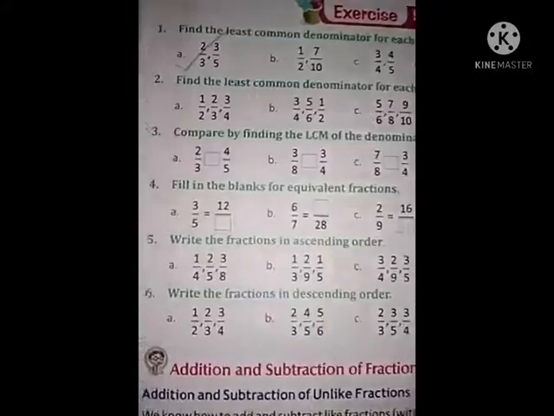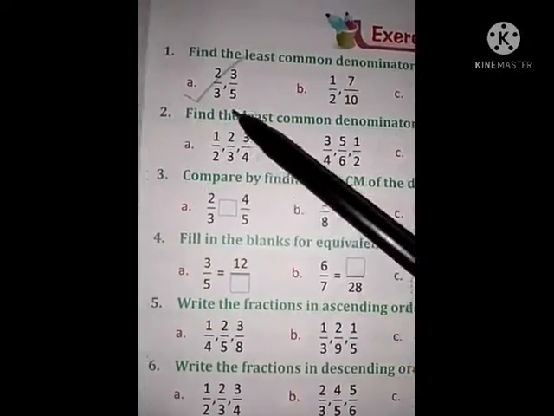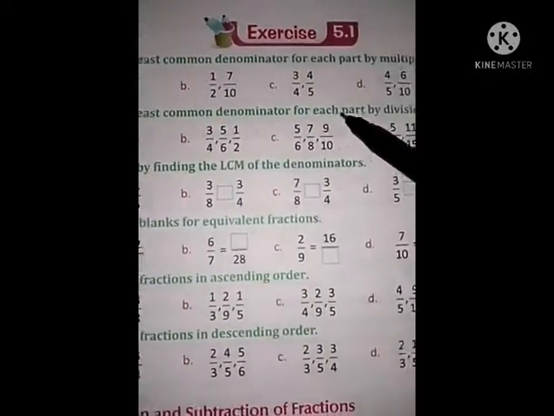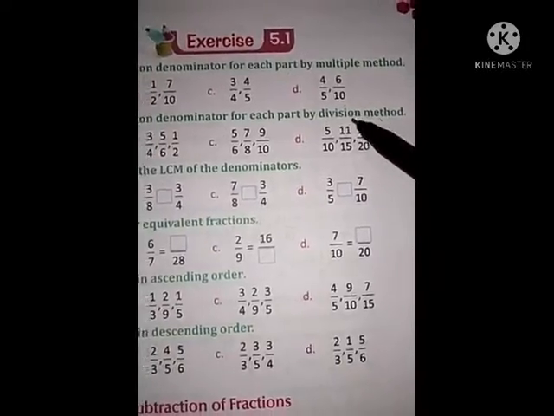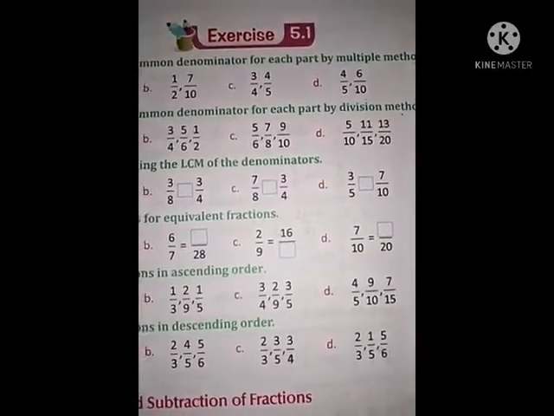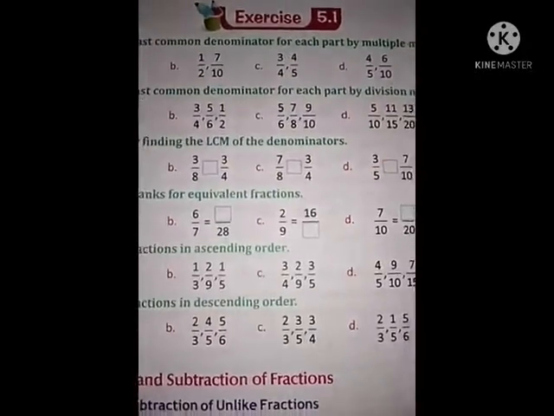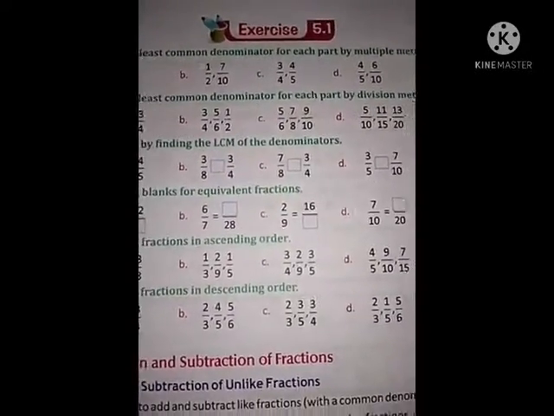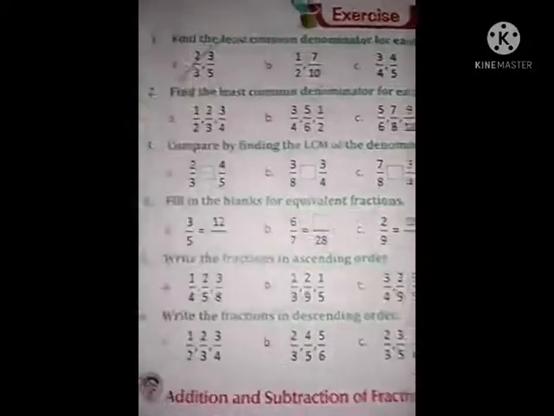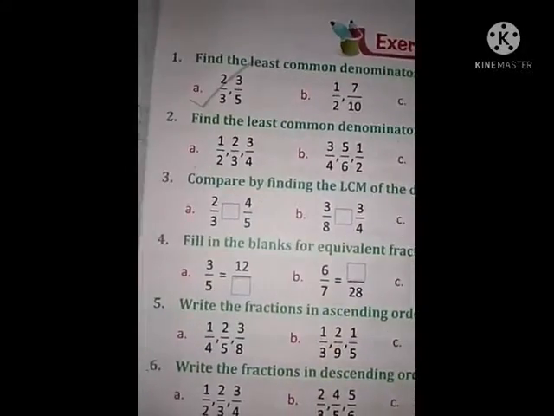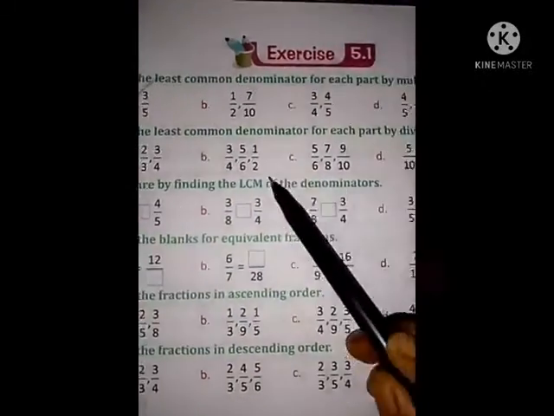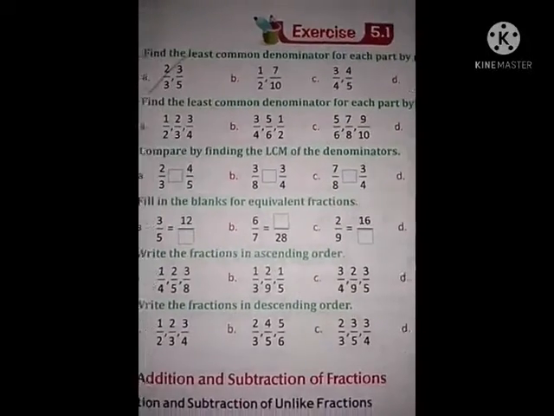Okay, now see question number 2. Find the least common denominator for each part by division method. So we have already discussed the division method. I hope you all understood in my previous classes. If you have any confusion, ask me. And now I am going to do example A for you. You have to do the others as your homework.